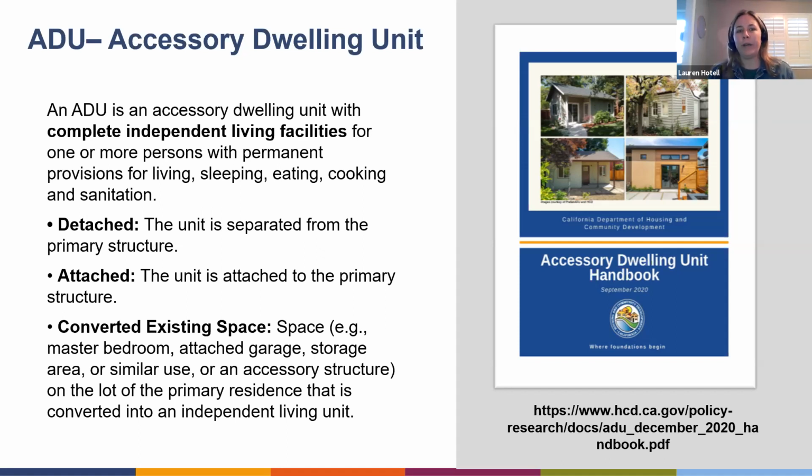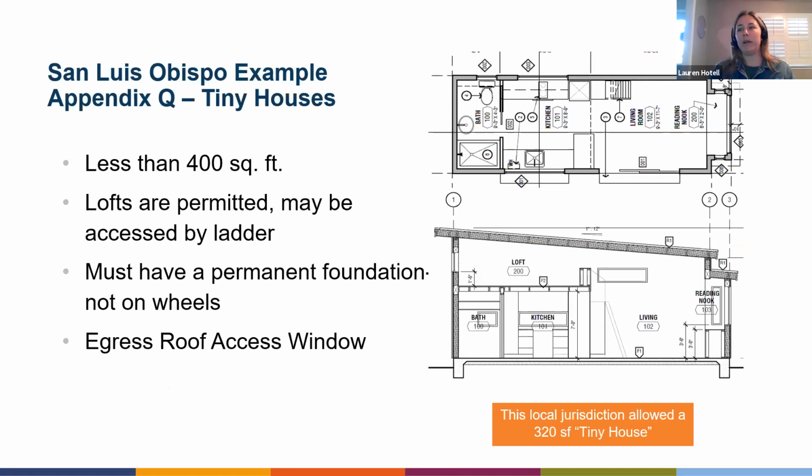But I want to jump into some quick examples and show you what ADUs can be. This on screen is an example of a tiny house in San Luis Obispo. This is allowed under Appendix Q in Title 24 Part 2.5. Basically, it says that tiny homes are allowed. They have to be less than 400 square feet. You see on the bottom image here, there's a loft.